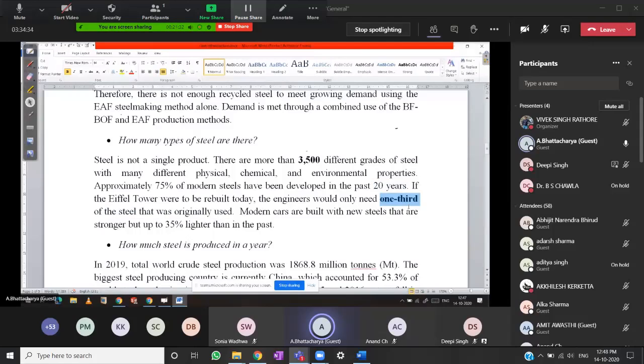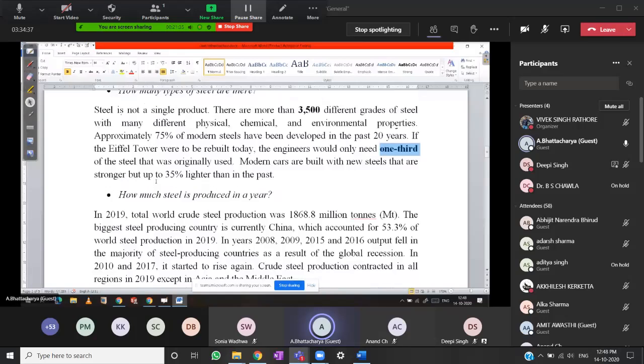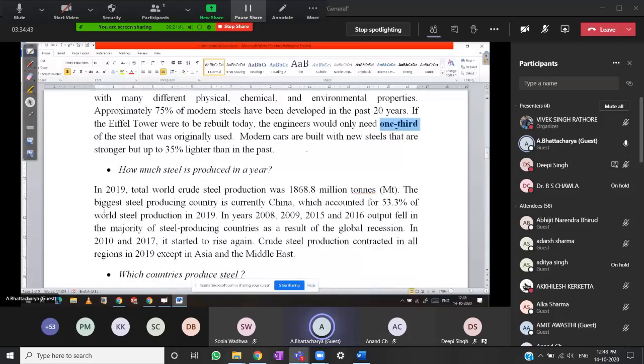So the next is how much steel is produced in a year. These are the figures: 1868.8 million, the unit used for steel production. The biggest steel producing country is currently China, which accounts for almost half of world steel production. Now, India, although the gap is quite high, is the second largest steel producer in the world.